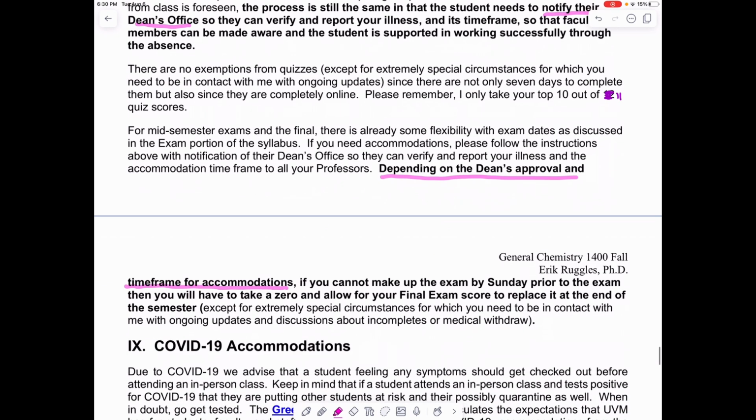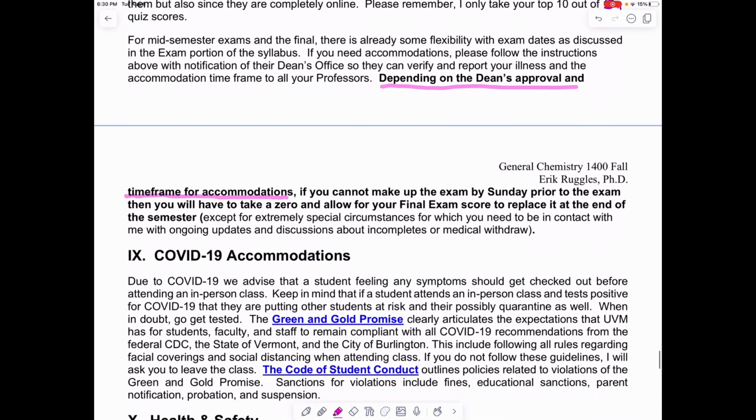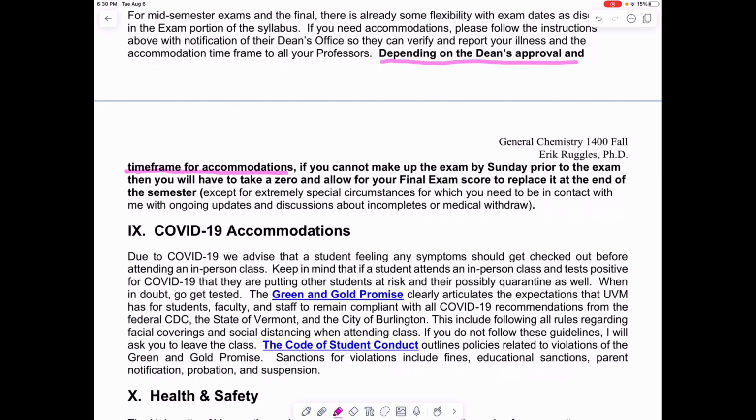If for some reason you cannot make up the exam because of extended sickness, or if you decide not to take the exam, then that would be your lowest exam, and you would receive a 0, but then of course the final exam score would replace that 0. If there are some really extreme situations, we just need to have ongoing updates, and then there could be a discussion of incompletes or a medical withdrawal depending on the severity and the amount of time missed. So we do have protocols for all different levels of sickness.